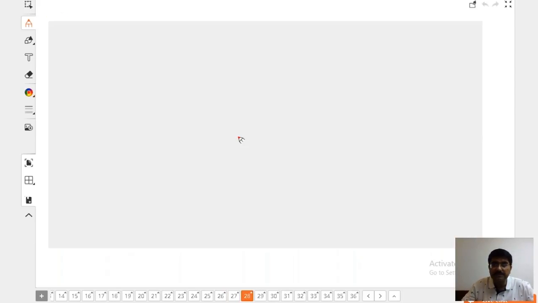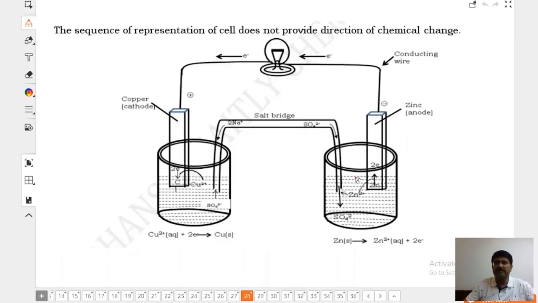See, this is what we have done. It is repetition. It is copper, and this is the zinc anode. You can make it at your home, right? One glass, another glass, cathode and anode. Just dip zinc in zinc sulfate and copper in copper sulfate, and you can make a cell. So it's wrong, particularly. Sorry, that's my mistake.